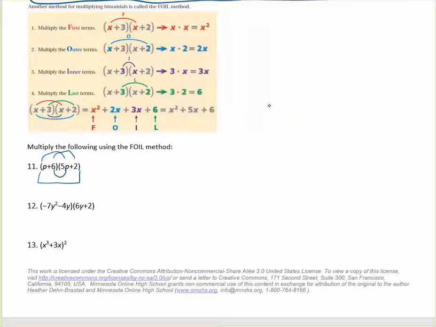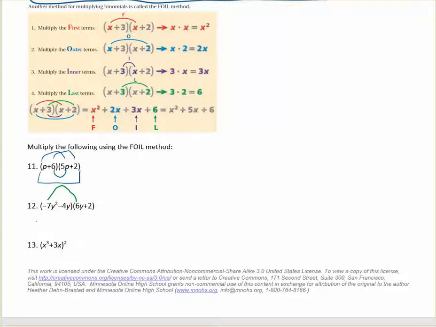And when you're all done, then you will be able to combine any like terms and have your solution. Let's do number 12 because there's lots of variables and numbers going on. So in number 12, the first times the first is the first thing that you do. So in FOIL, F means the first term in the first parentheses times the first term in the second parentheses. So I need to multiply negative 7y squared times 6y.